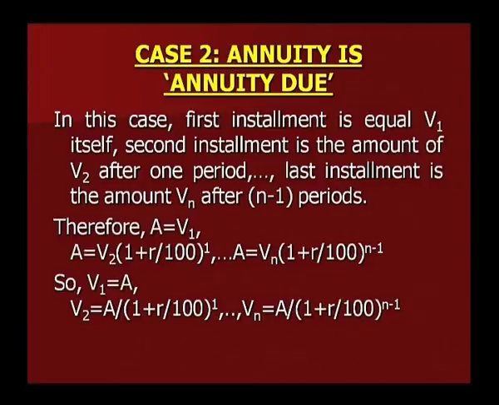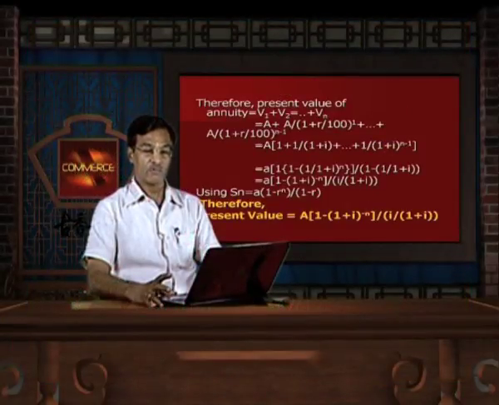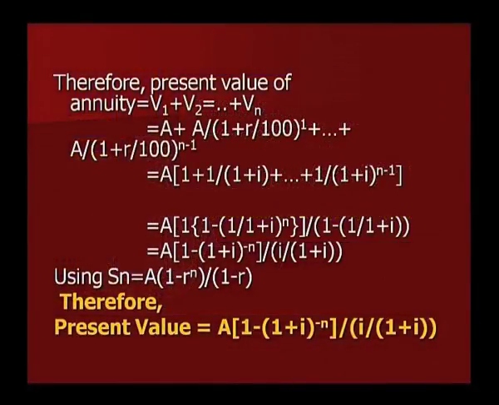Therefore, V1 = A, V2 = A/(1 + r/100)^1 and so on. Vn = A/(1 + r/100)^(n-1). Therefore, present value of annuity is equal to V1 + V2 + and so on.